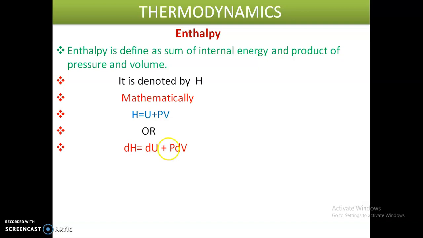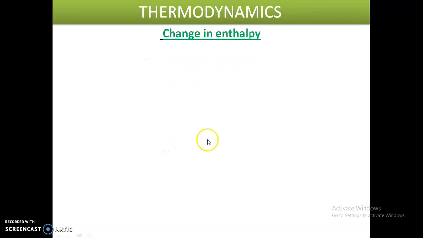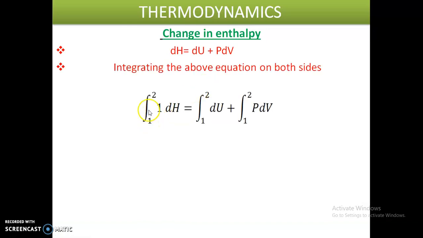Now let us see change in enthalpy. According to the definition, we can write the change in enthalpy formula: dH is equal to dU plus PdV. If we integrate this equation on both sides from 1 to 2, we get integral from 1 to 2 of dH is equal to integral from 1 to 2 of dU plus integral from 1 to 2 of PdV.